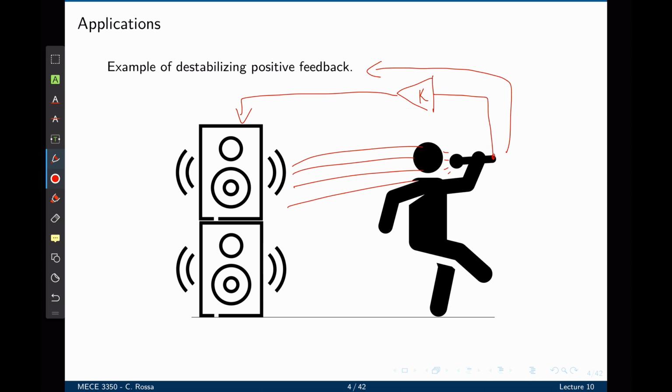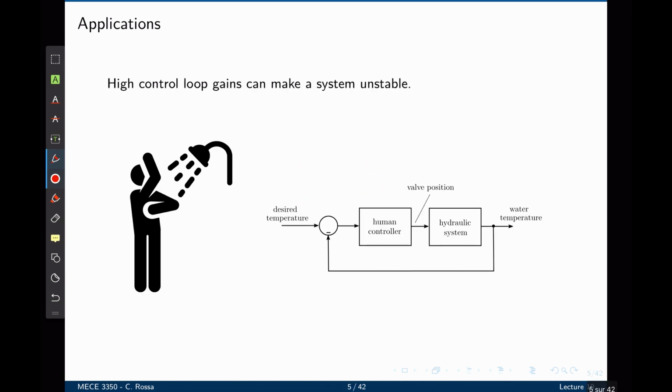This is a good example of a stable system that can be made unstable if the controller is not designed properly. The objective is to increase the gain to the maximum such that you can amplify the voice as much as we can while maintaining stability. So there is a maximum gain that will lead to instability, and that maximum gain needs to be determined. Here is another example. It's a very simple and perhaps inaccurate example of a stable system that can be made unstable with a high control gain.